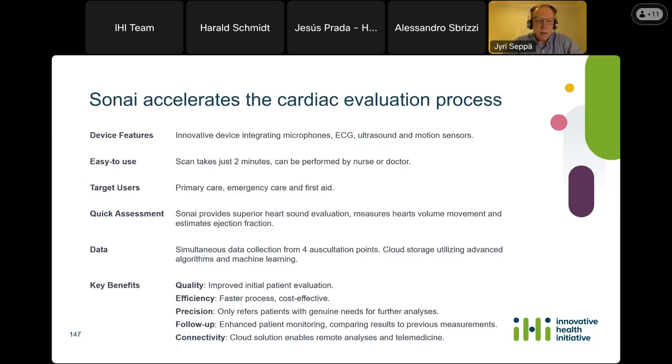as we can be sure that the patients referred to further investigations are only those that really need the further analysis. And by storing all the data, we can also provide a good follow-up system, also comparing the heart sounds. And this connectivity model enables remote analysis and telemedicine.